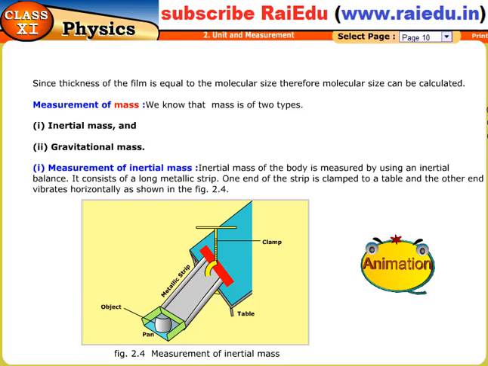Measurement of mass. We know that mass is of two types: inertial mass and gravitational mass. Measurement of inertial mass. Inertial mass of a body is measured by using an inertial balance. It consists of a long metallic strip. One end of the strip is clamped to a table, and the other end vibrates horizontally, as shown in the figure.